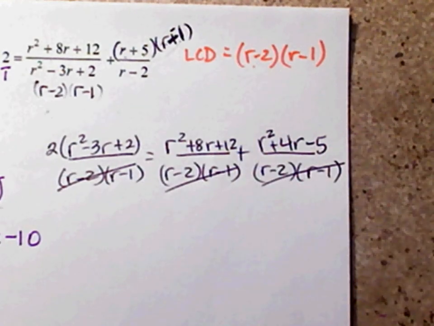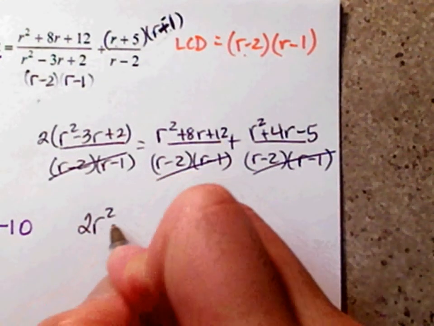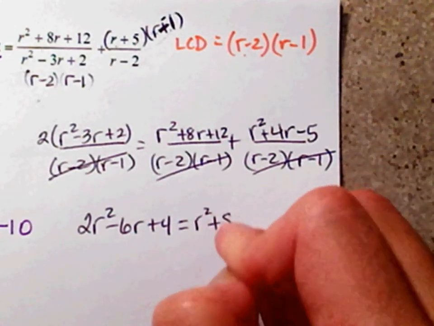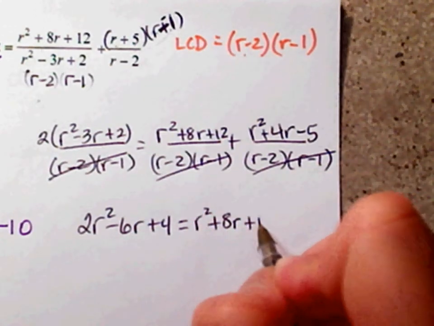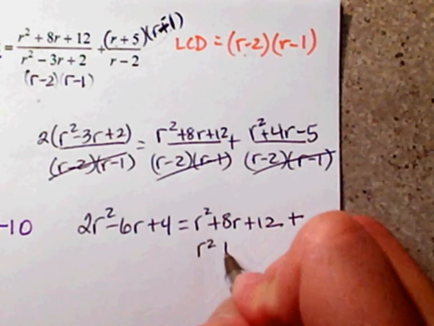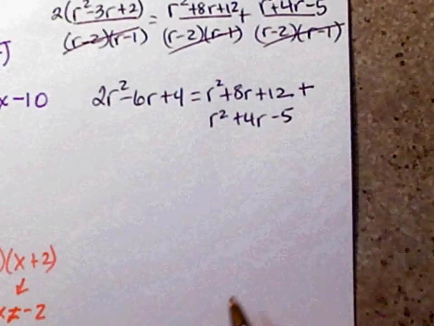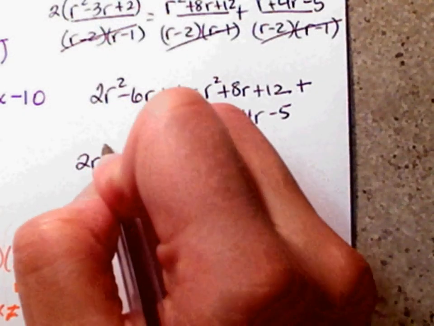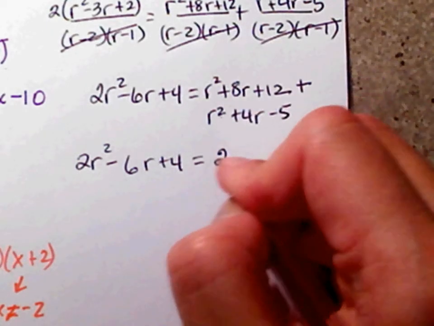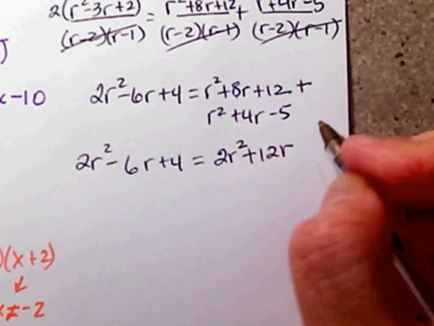So let's go ahead and distribute. Let's multiply. 2r squared minus 6r plus 4 equals r squared plus 8r plus 12, plus r squared plus 4r minus 5. Sorry, guys. Okay, let's keep going. 2r squared minus 6r plus 4 equals r squared plus r squared is 2r squared, 8r plus 4r is plus 12r, plus 7.